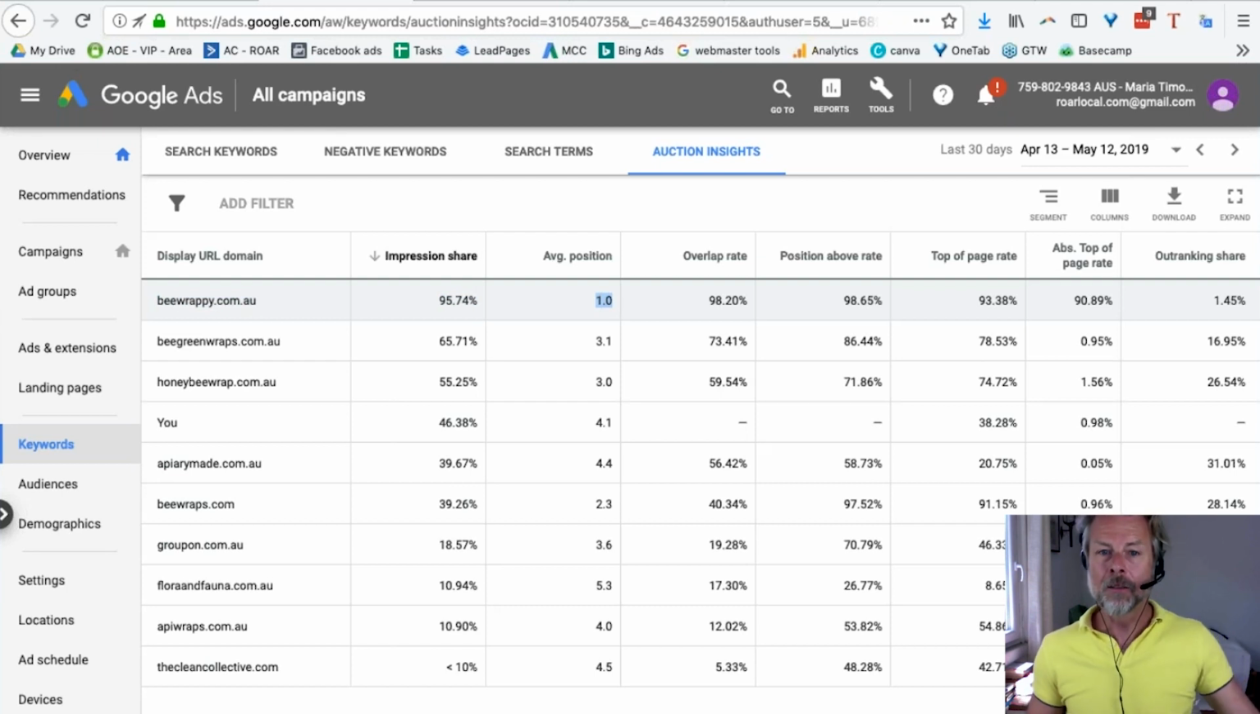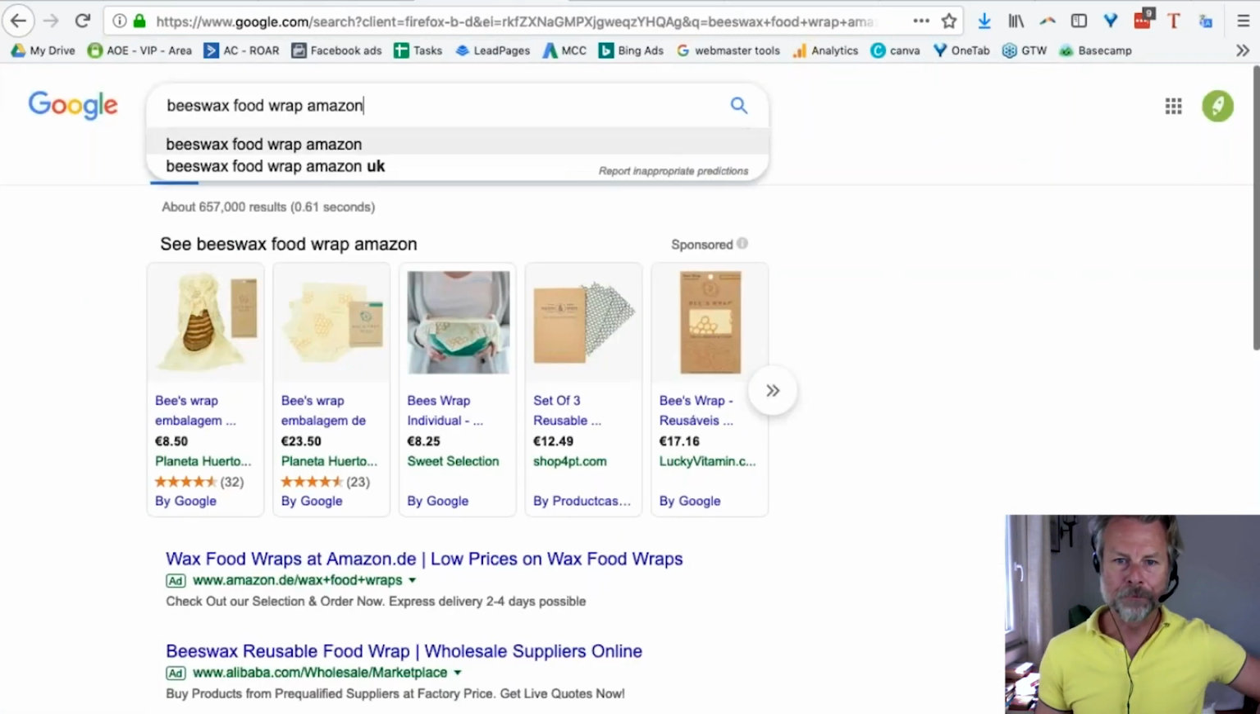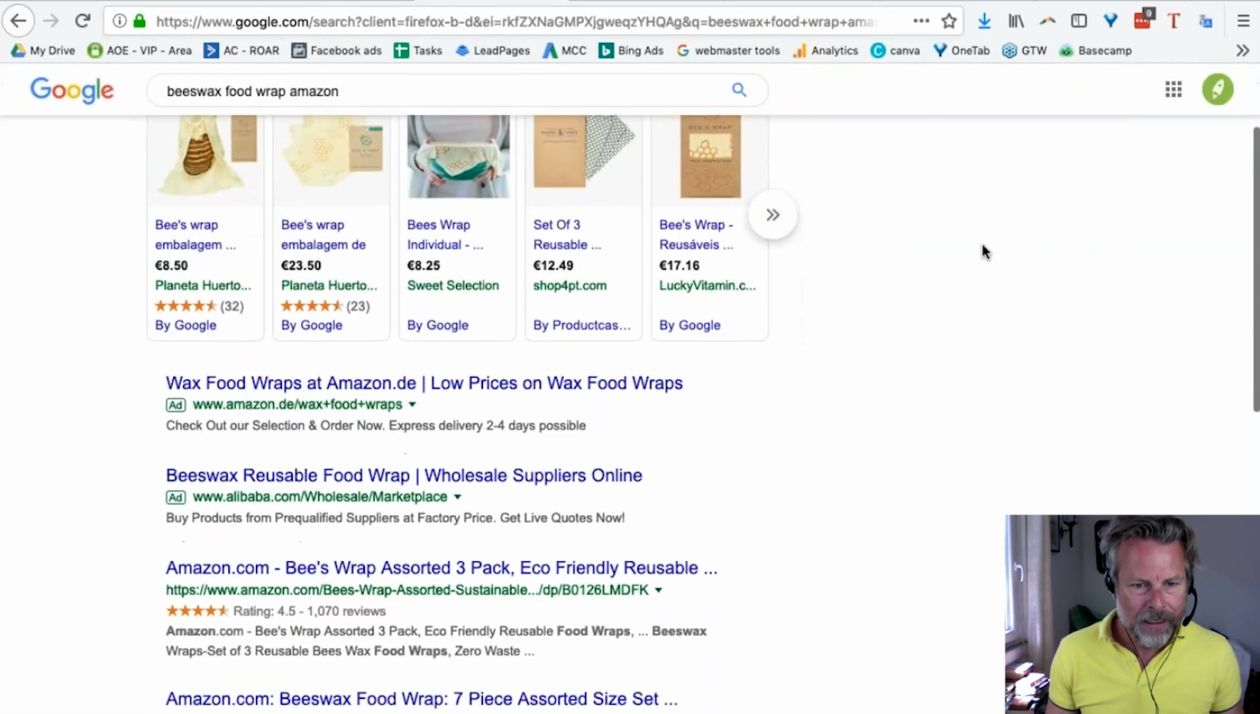So they are, as far as Google's concerned, the market leader. But here's an interesting quirk of Google. You do not want to be page 1, position 1 on Google for the search term if you've got competition. What you want to be, this is a terrible thing.